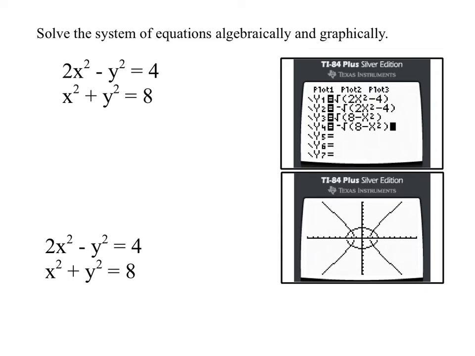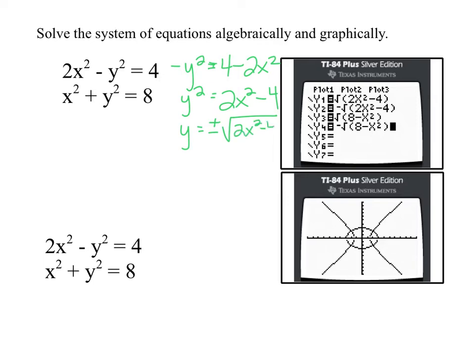What you're going to want to do with all equations is solve for y. So for this first equation, we're going to do negative y squared equals 4 minus 2x squared. Subtract that 2x squared from both sides and divide by that negative. We get y squared equals positive 2x squared minus 4. And then we have to take the square root. So y equals positive or negative square root of 2x squared minus 4.